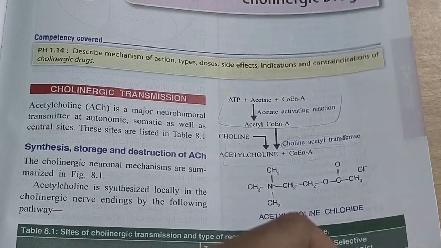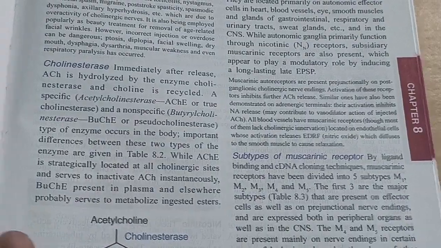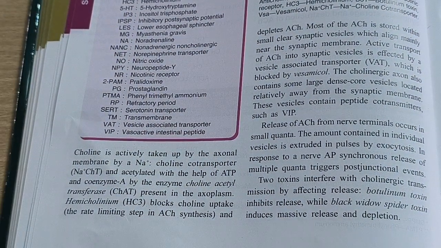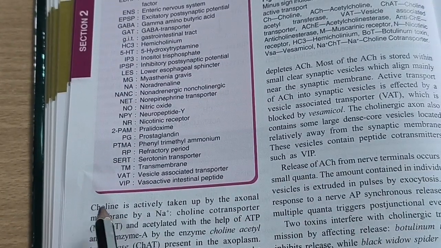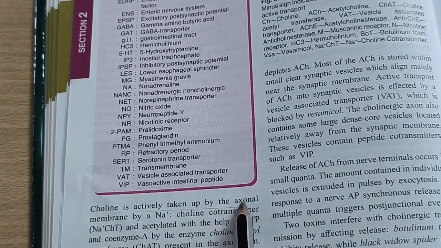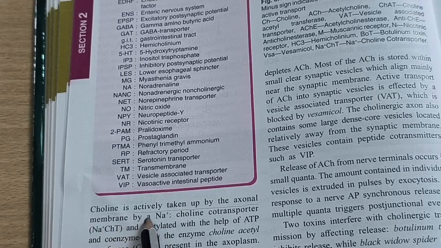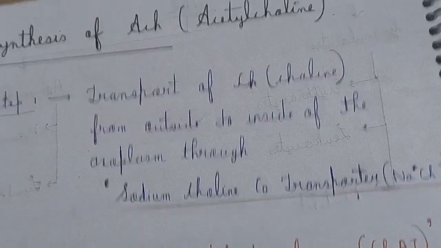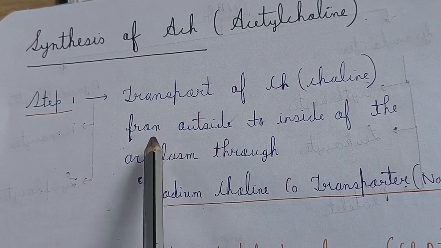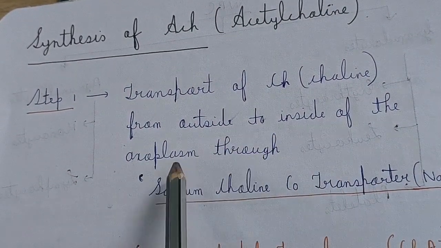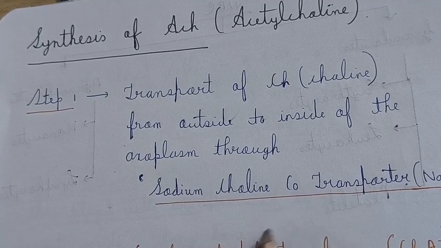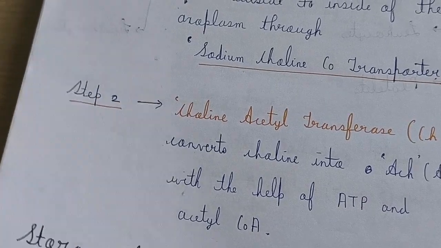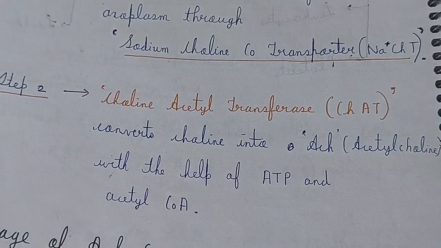So this is the main synthesis, but now I am also going to show how choline is transported, as it is mentioned in your book. Choline is actively taken up by the axonal membrane by a sodium choline co-transporter. So here is the transport of choline from outside to inside of the axoplasm through a sodium choline co-transporter, and then this enzyme acts and this leads to the formation of acetylcholine, and this is the process of acetylation.